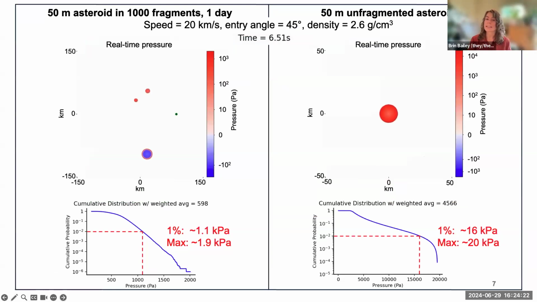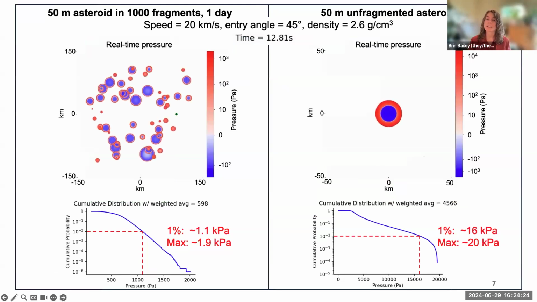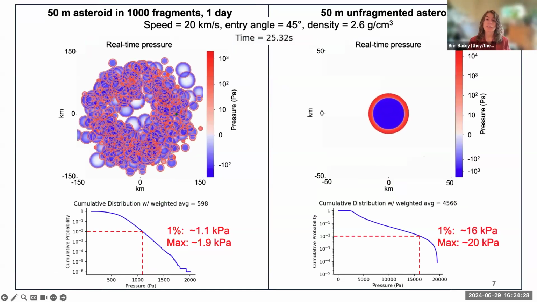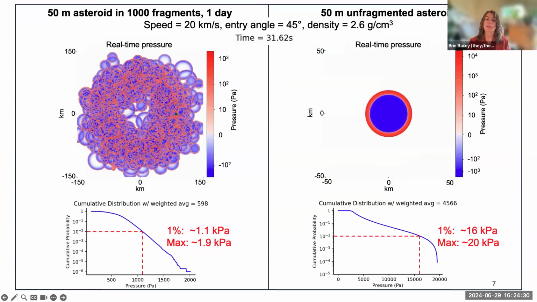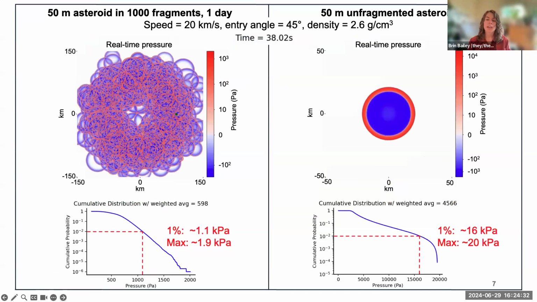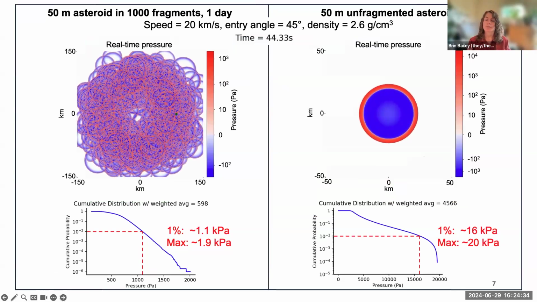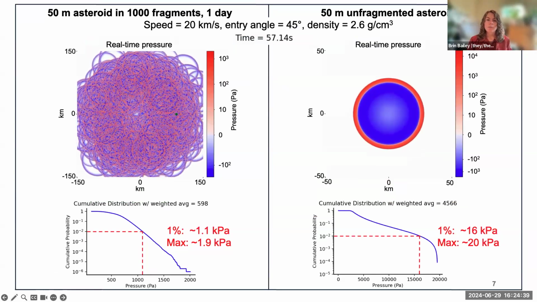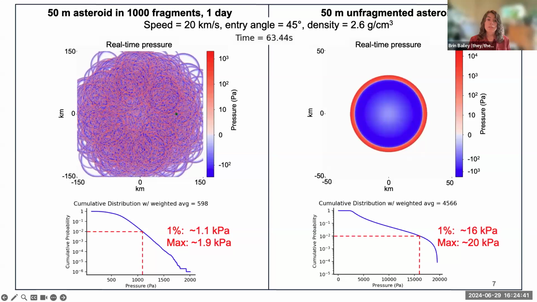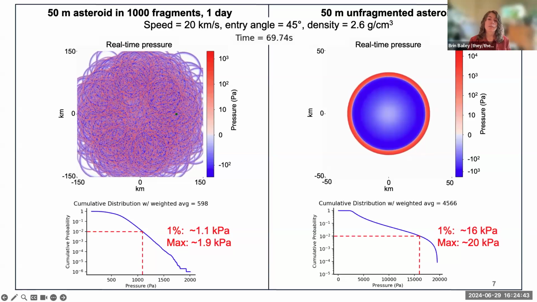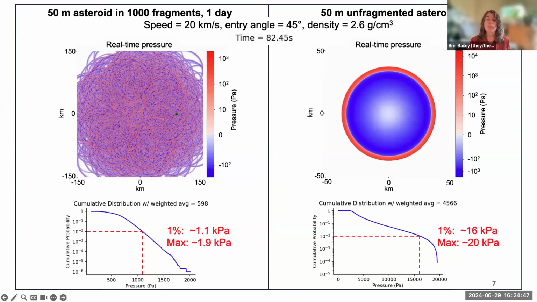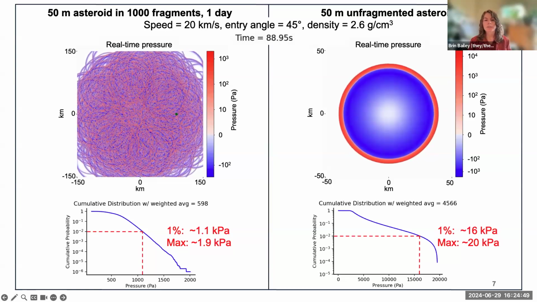Yeah, so at the end of the day, we end up with a simulation like this. Both boxes are looking at an asteroid that is 50 meters in diameter with an exoatmospheric velocity of 20 kilometers per second and average density of 2.6 grams per cubic centimeter. It's about the density of granite. So in the left box, we break it into 1,000 fragments 1 day before Earth impact. And in the right box, we simulate the acoustical effects from an equivalent unmitigated asteroid airburst.